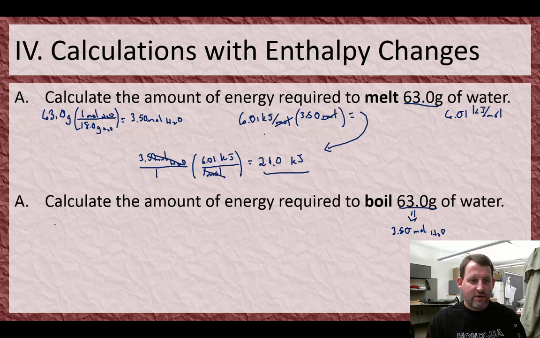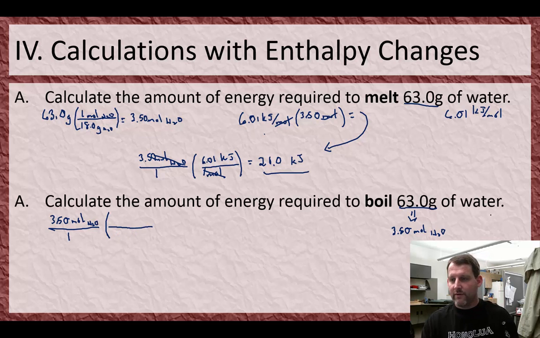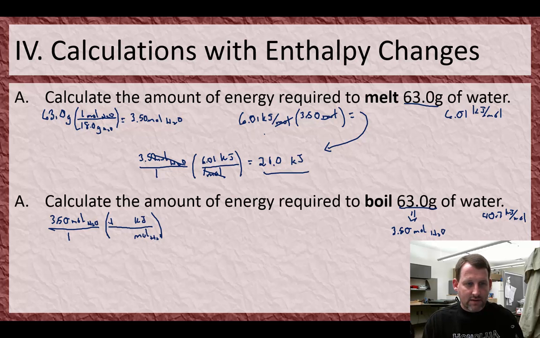So I'm going to do the first unit analysis one. I'm going to say 3.50 moles of H2O. And I know the heat of vaporization, or the enthalpy of vaporization of water, is 40.7 kilojoules per mole. I'm going to write that over here actually. 40.7 kilojoules per mole. So with unit analysis, I have moles up top, so I want moles on bottom. And then I'm going to have the kilojoules on top. And of course, the 40.7 goes on top with the kilojoules, and the 1 goes on bottom.